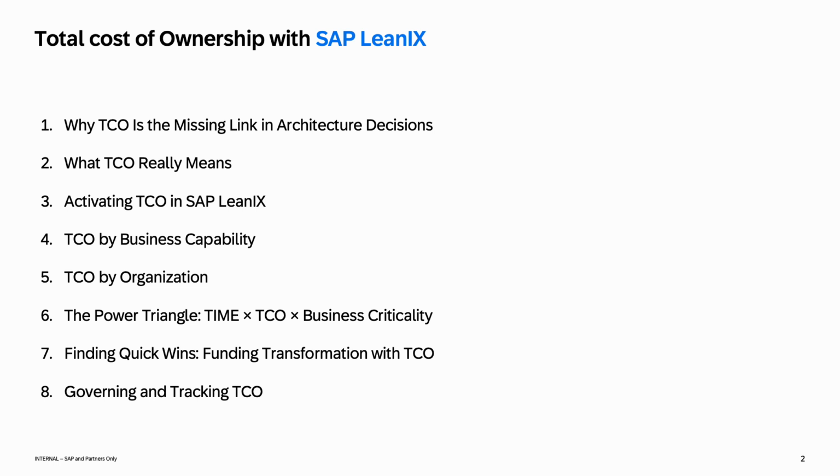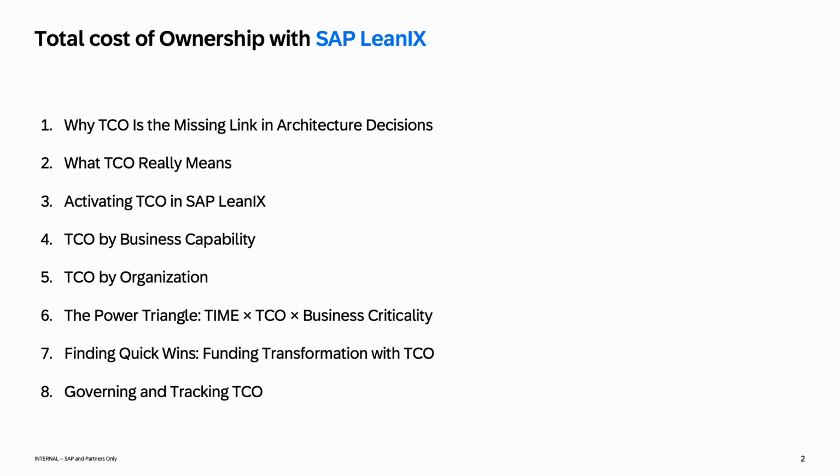Once we have done this on an application level, we can then also look from a business capability point of view or an organizational point of view that we understand which part of the organization is causing which total cost of ownership, but also from, like you see, the capability perspective.